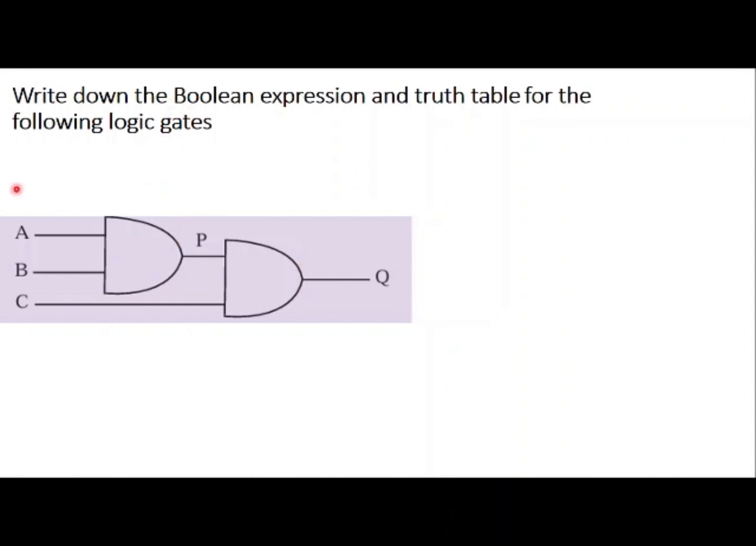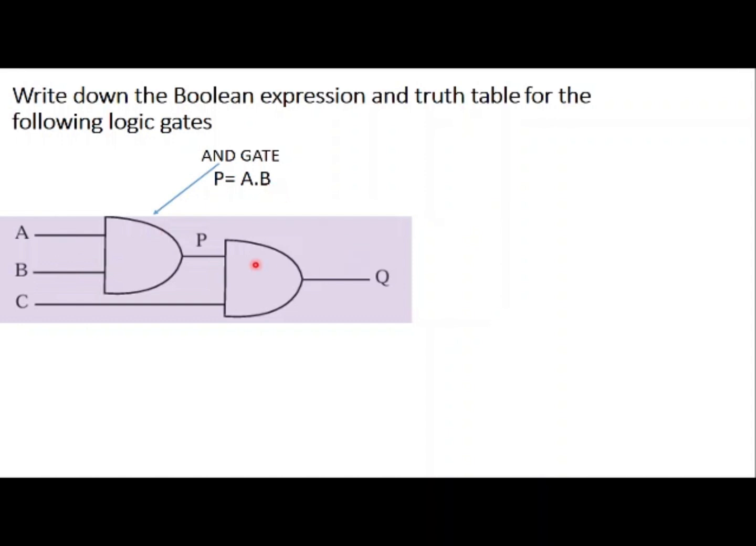In this logic gate also we have to write the Boolean expression as well as the truth table. So first identify the type of logic gates. So we have two logic gates. The first one is an AND gate. It has two inputs connected, A and B. C is connected to the next gate and the output is P. So what would be the Boolean expression? P equals A dot B. P is the output and A and B are the inputs.